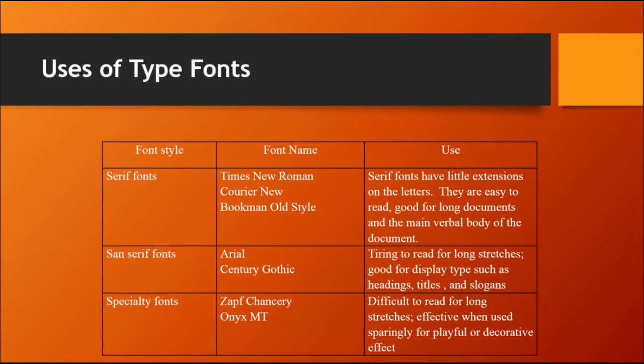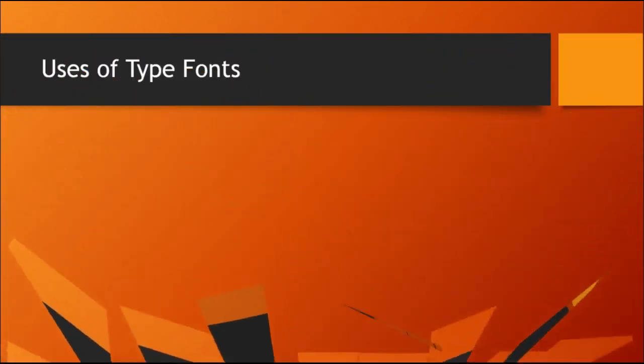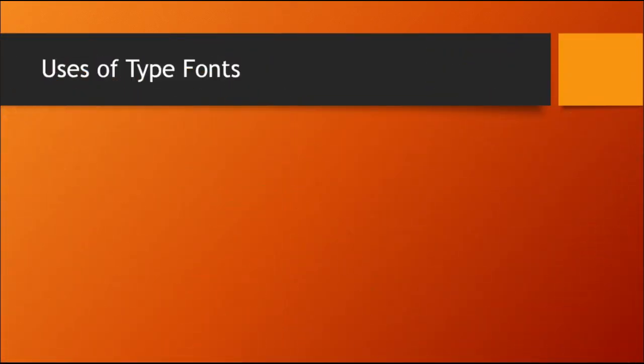Specialty fonts like Zapf Chancery and Onyx MT are difficult to read for long stretches. However, they are effective when used sparingly for playful and decorative effects. Type can also be formulated using boldface, italics, underlining, or shading for emphasis.